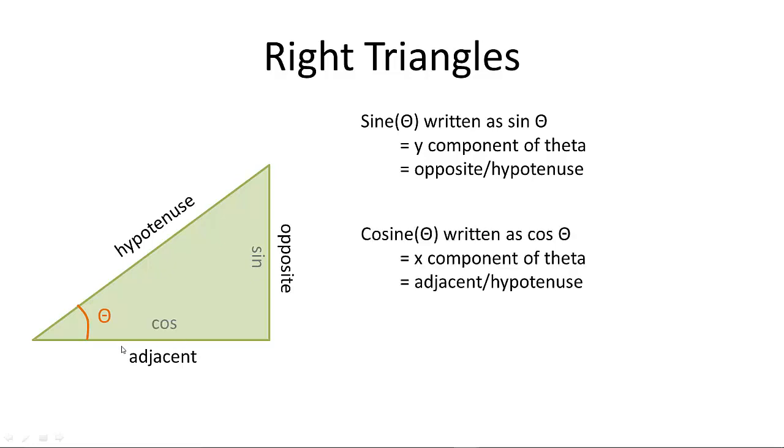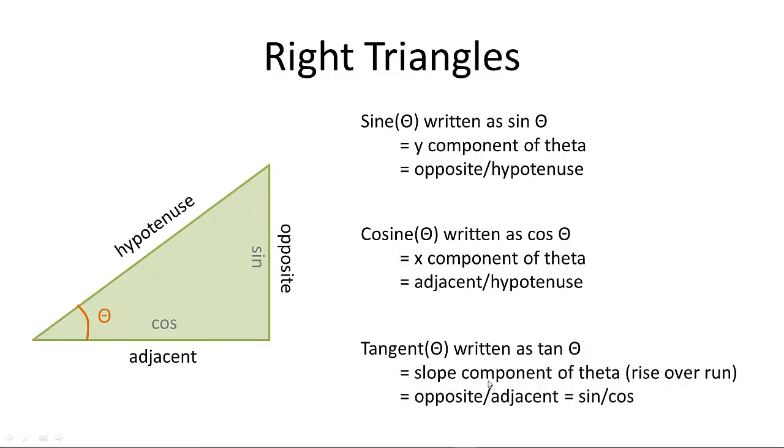In other words, the value of sine has to be between 0 and 1. And cosine is the ratio of the adjacent side over the hypotenuse. So it's just a simple ratio: adjacent divided by hypotenuse, which is the x component of this angle theta. Tangent is the slope component of theta, the rise over run. It gives us an idea of the slope of this line. It's equal to the opposite over the adjacent, right? This opposite side over the adjacent side, or rise over run. That's the slope. And we could also compute it as sine over cosine, since this is the sine component and this is the cosine component. So there are a few different ways to calculate this. So those are the basic definitions of sine, cosine, and tangent.